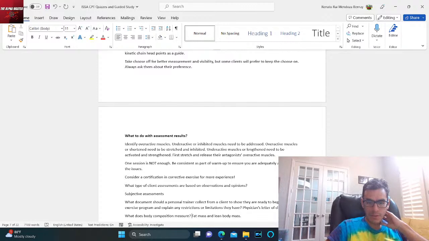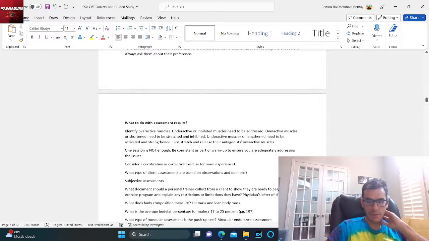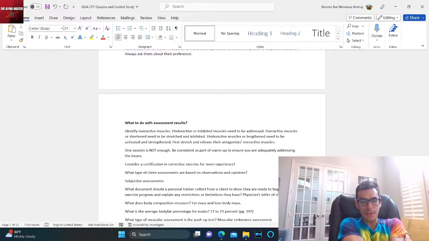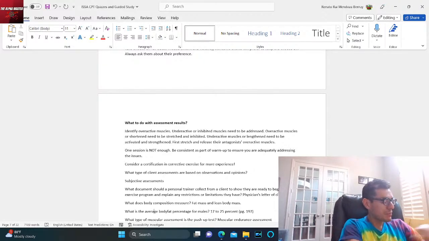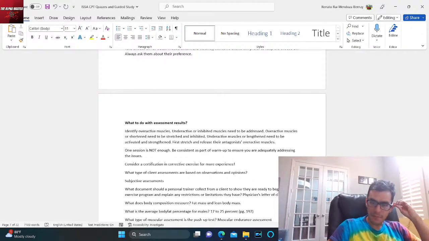What does body composition measure? Fat mass or lean body mass? Fat mass and lean body mass. That's going to be what the body composition measures: the fat mass and lean body mass. Body composition measures fat mass and lean body mass. Remember that.